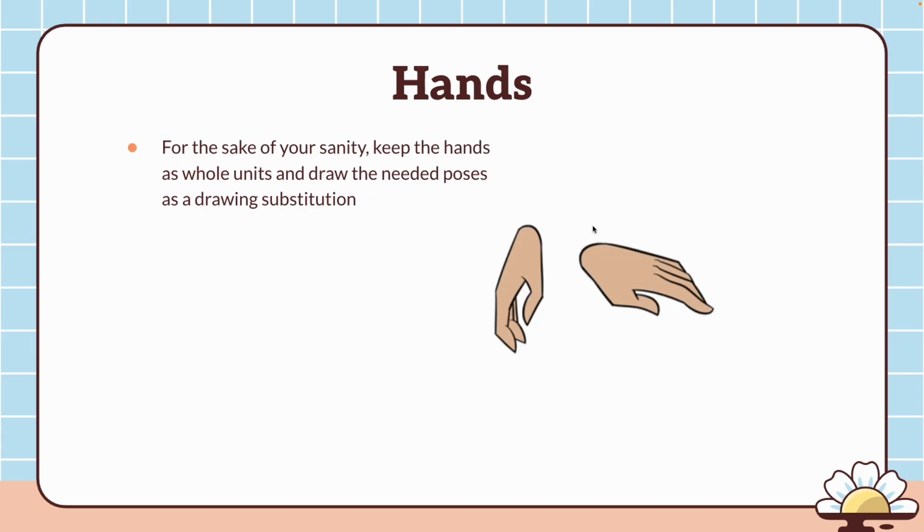Okay, it's funny. So for hands, for the sake of our sanity, oftentimes they keep this as a whole unit instead of breaking it down into a bunch of pieces. If you've done 3D rigging before, definitely you'll have more control over the hand. But for this, I think it's just easier if we use drawing substitutions. Okay, just get the poses you need.